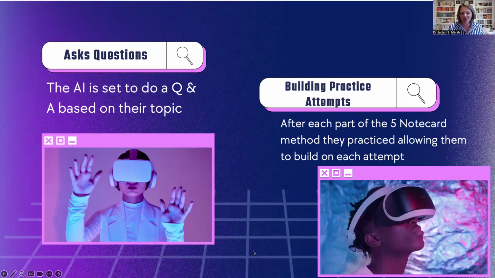So the AI is set to do a Q&A at the end based on their topics. And then after each part of the 5-note card method, they were able to practice. So they practiced introductions, main point 1, 2, 3, and conclusions all separately. And then they got to practice them in tandem.